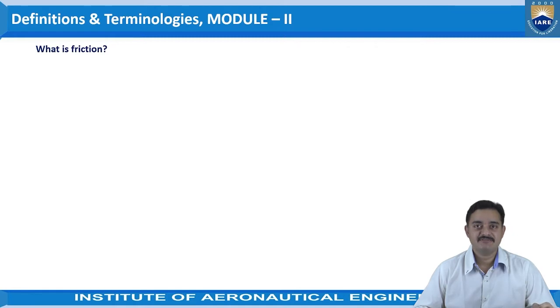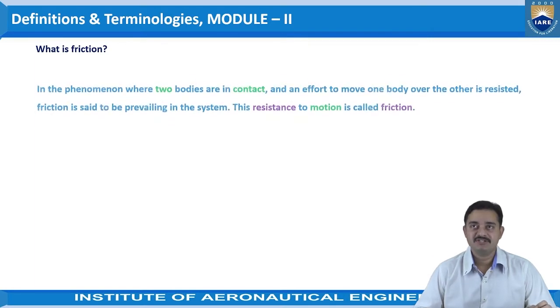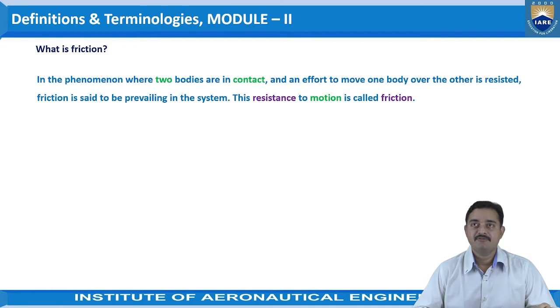We have discussed regarding the friction that it is a phenomenon where, when two bodies are in contact and they are trying to slide one over the other, a resistance will be seen, and this resistance is treated as the friction. So the definition says, in the phenomenon where two bodies are in contact and an effort to move one body over the other is resisted, friction is said to be prevailing in the system. This resistance to motion is called friction.